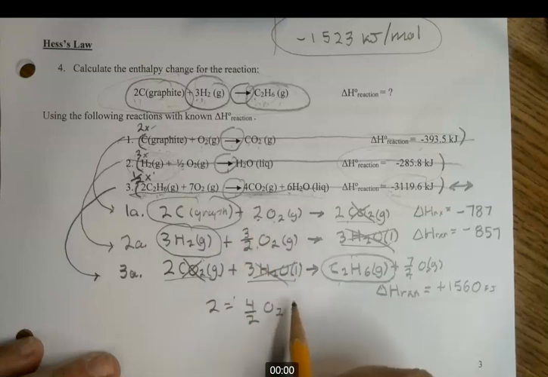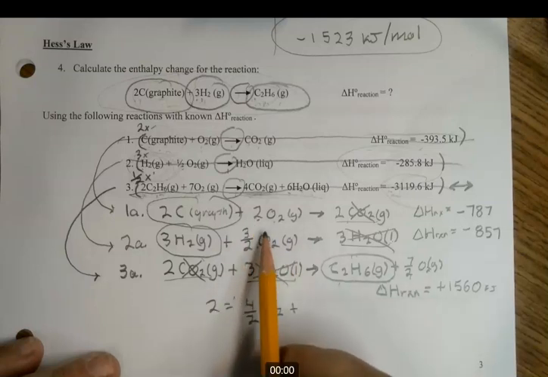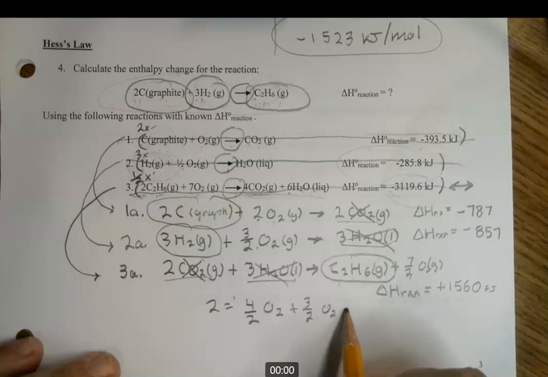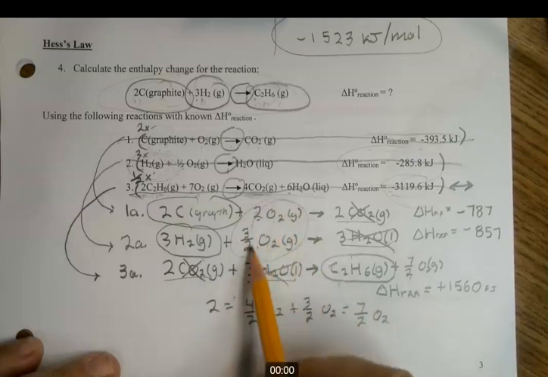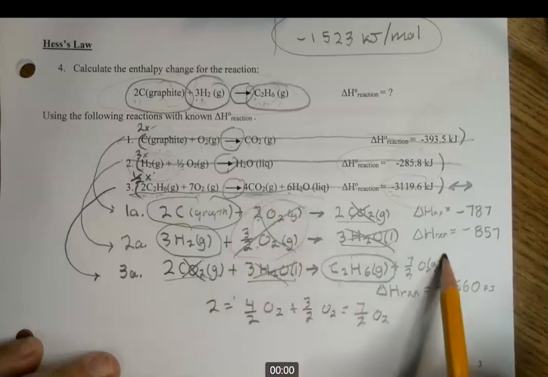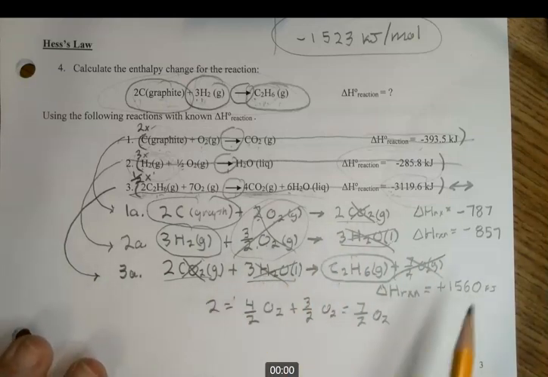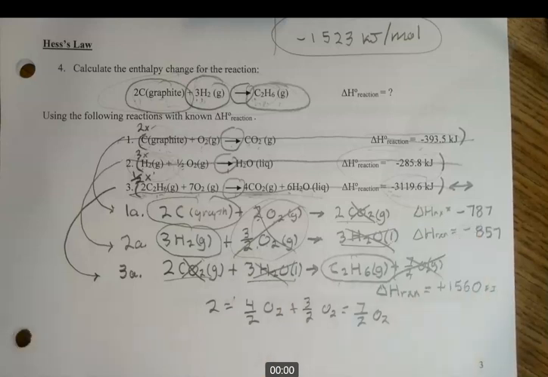Now we're going to add it to the oxygen on the same side, and that's going to be 3/2 O2. And if you add those together, you get 7/2 O2. So these two become 7 halves O2. They cancel out with the 7 halves O2. So everything has canceled out. So we know the equation is set up properly. Now we're ready to go ahead and add these numbers.